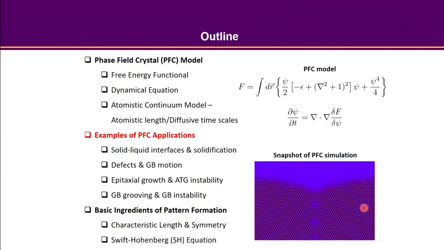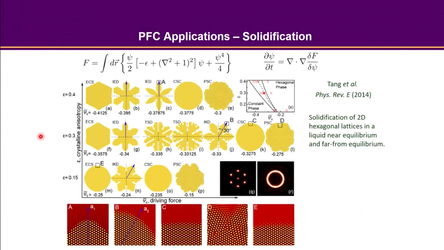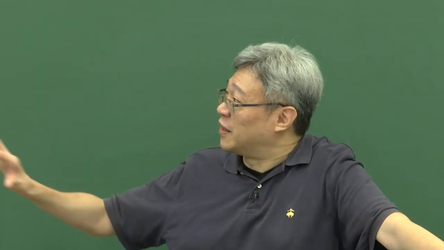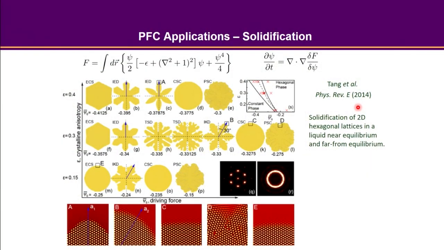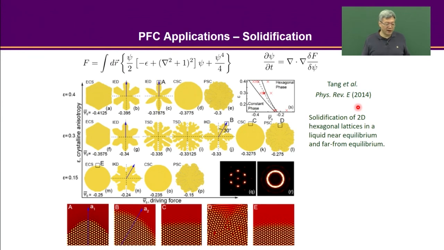Okay, so here I'm going to show you a series of examples. I'm not going to go into the detail, but I'm going to leave you the reference. So if you're interested in certain examples, you can look up the reference listed here. All right. Okay, so for the first example, because many of you are working on solidification, the first example is from Tang, and it is published in PRE in 2014. So what they are doing basically is just using the phase field crystal, the methodology I just introduced.